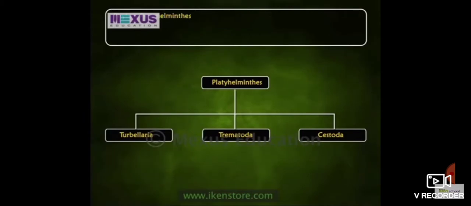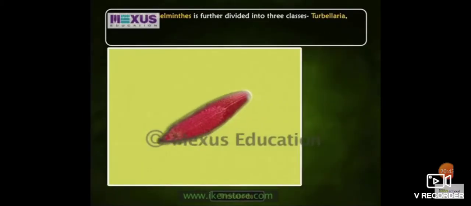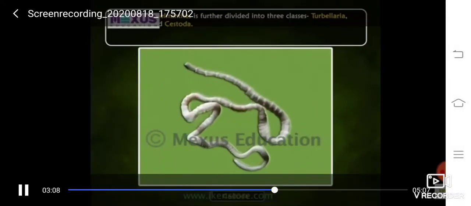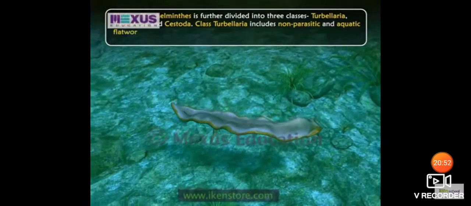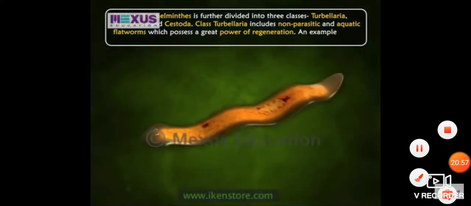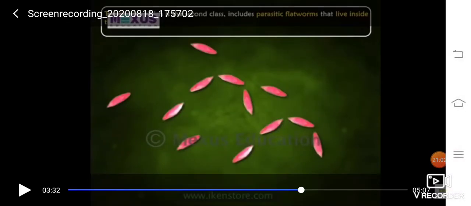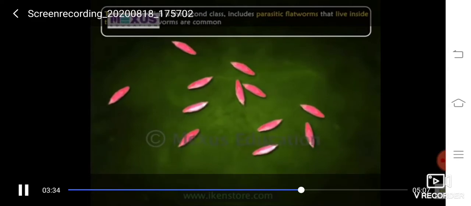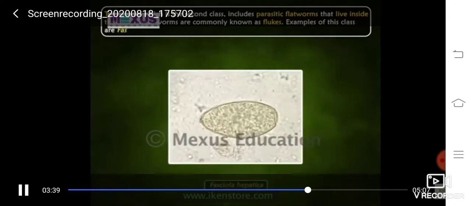Phylum Platyhelminthes is further divided into 3 classes: Turbellaria, Trematoda, and Cestoda. Class Turbellaria includes non-parasitic and aquatic flatworms which possess a great power of regeneration. An example of the same is Planaria. These worms are commonly known as flukes. Examples of this class are Fasciola hepatica and sheep liver fluke.